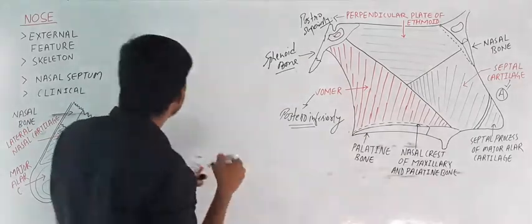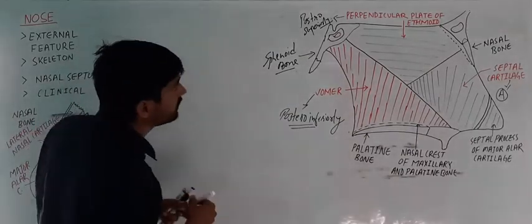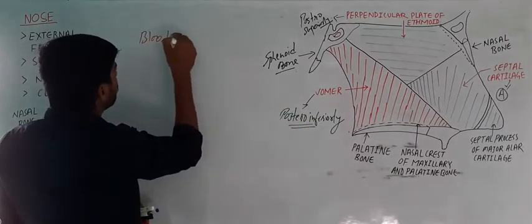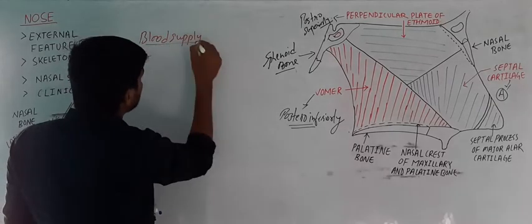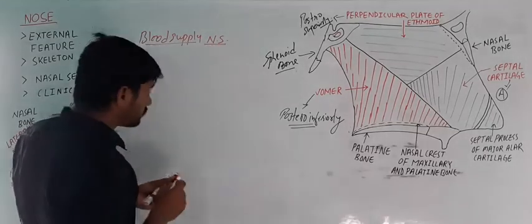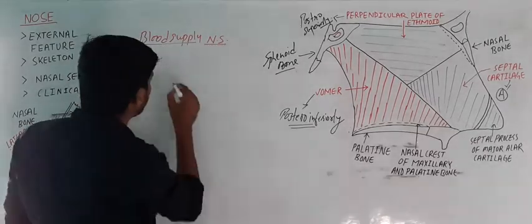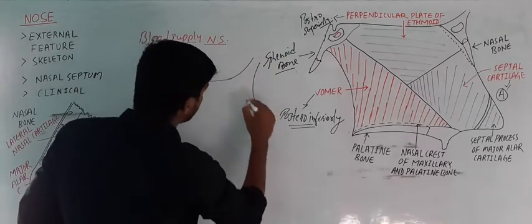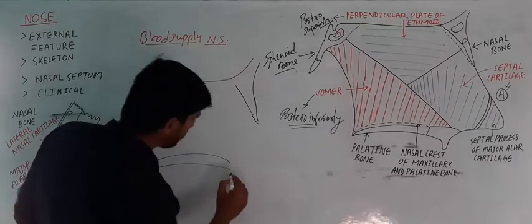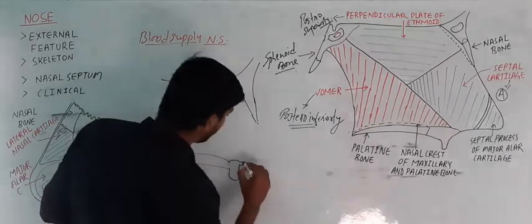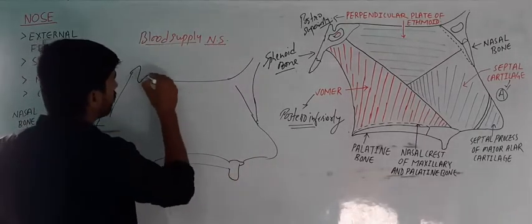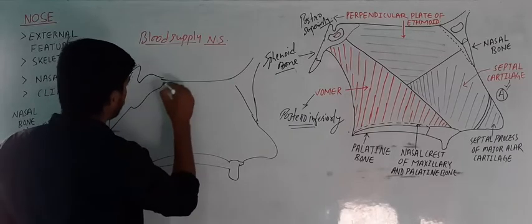Come here. What is the blood supply? See, blood supply of the nasal septum. Am I right? So, roughly I am drawing one diagram. Roughly, this is like this. Here is your palate. This is your palate, and here is your sphenoid bone. This is your sphenoid bone.